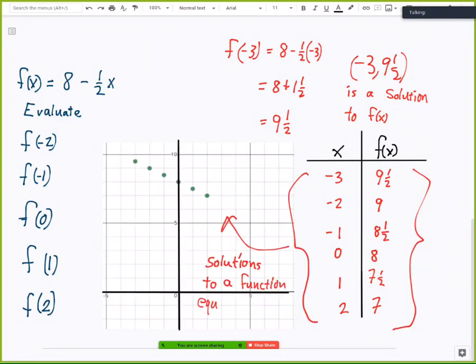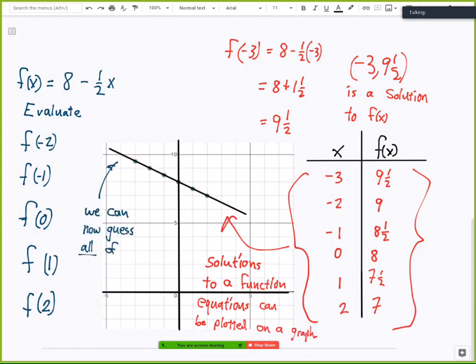But here's the thing. All of the solutions to a function equation can be represented as points. For example, negative 3, 9 1/2. Starting at the origin, we go negative 3 on the x-axis, and then we go up 9 1/2 on the y-axis, and we put a point there. So that one point is a representation of the first solution that I found. Negative 2, 9 is another solution, and another, and another, and another. And it doesn't take long for us to realize that all of the solutions to this specific equation fall on this line. So one of the ways that we can graph a function is to find a whole bunch of solutions, plot those solutions, and then we can make an educated guess as to where the rest of the solutions are going to be.